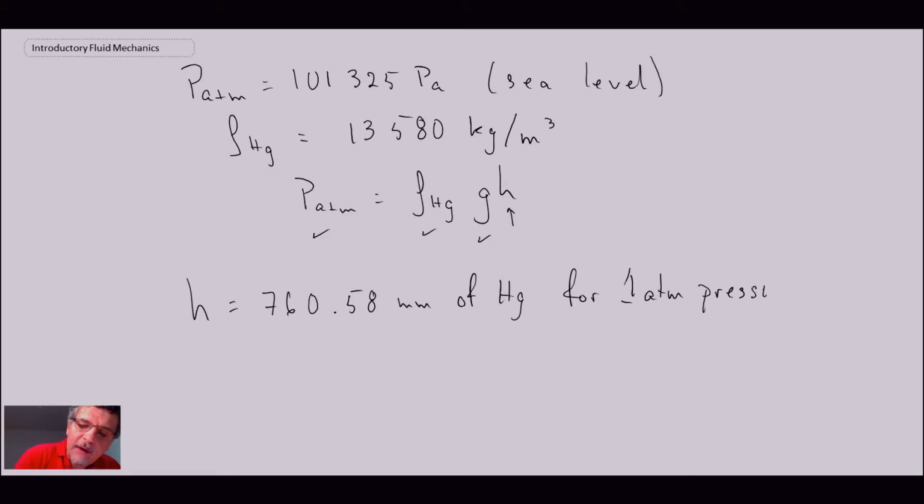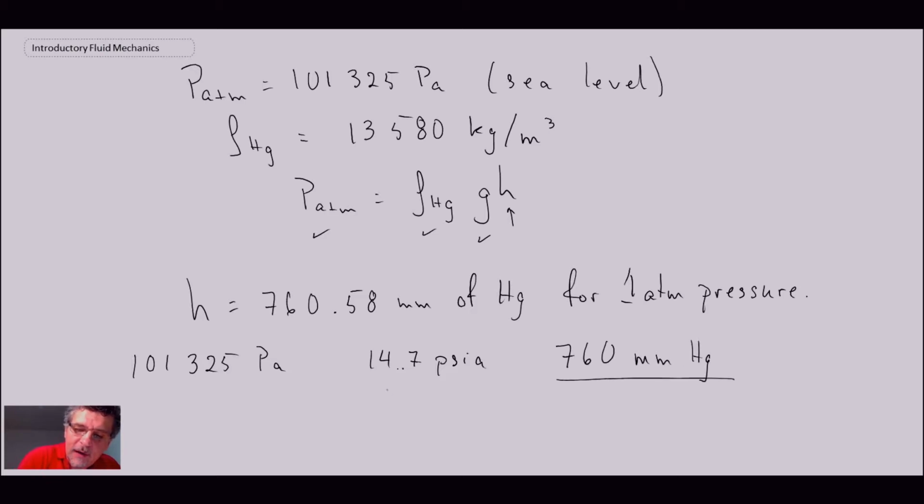So quite often you'll hear people refer to atmospheric pressure as being 101,325 pascals. You'll also hear 14.7 psia, but you might also hear them refer to it as being 760 millimeters Hg, and that's where that is coming from. And we just saw it with the equation, and that would be the way that you could determine that.